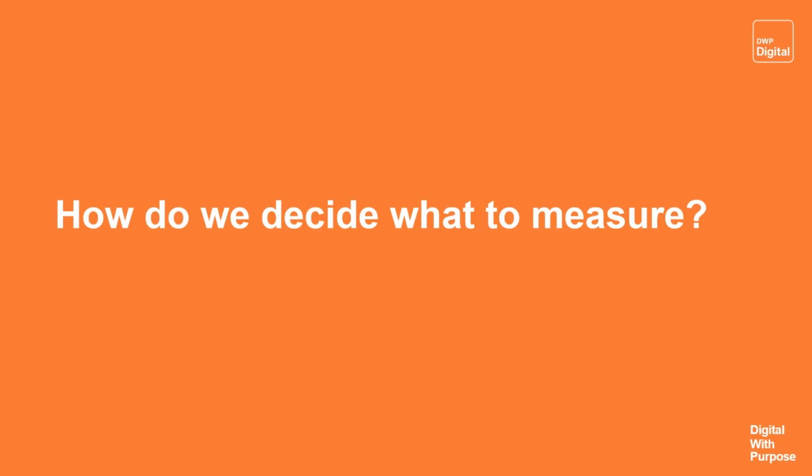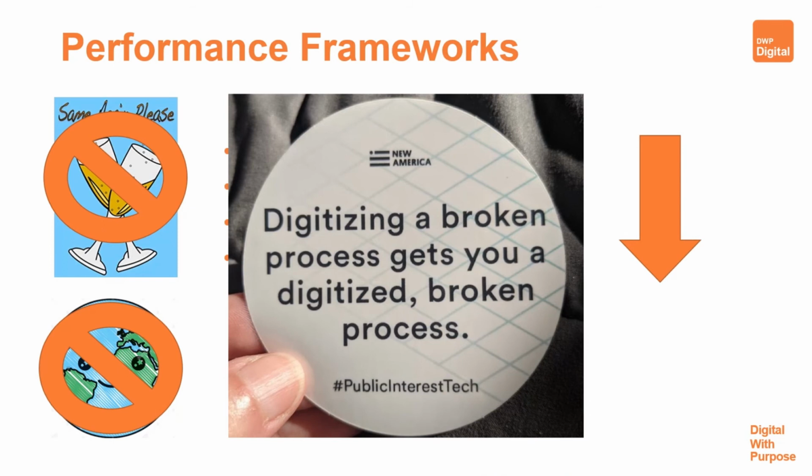So in DWP, what we do is, usually during the alpha phase of a new digital service, we'd run a session called a performance framework. And that's to think about, what do we want to measure across the digital service? Because we found that if we ask our stakeholders, what do we want to measure, we'll often get one of two responses. Either we want to measure everything we used to measure, because usually a digital service is replacing something old, or I want to measure everything.